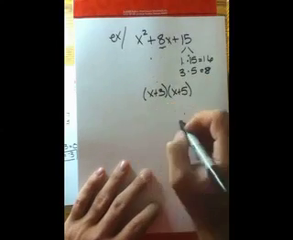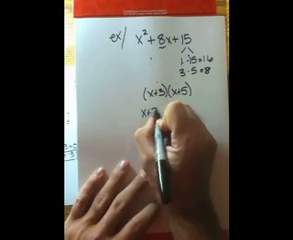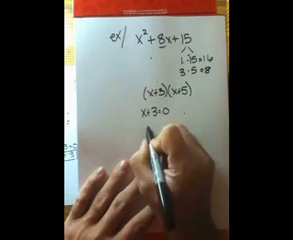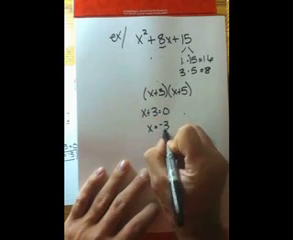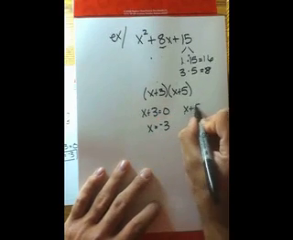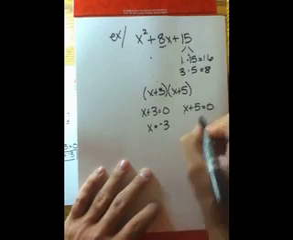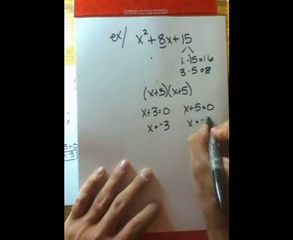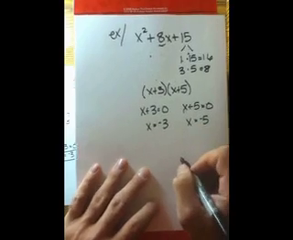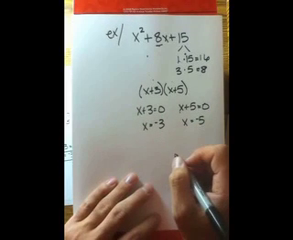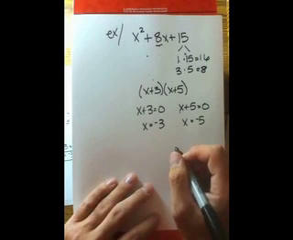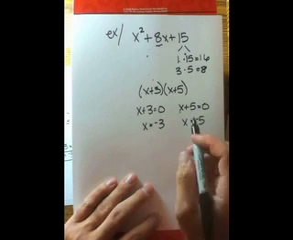Solving with these factors, we get x plus 3 equals 0. So x would equal negative 3, and x plus 5 equals 0, and x would give us negative 5. Hopefully this video has shown you how to factor a little bit better. We will be doing more in a following video. Thank you.